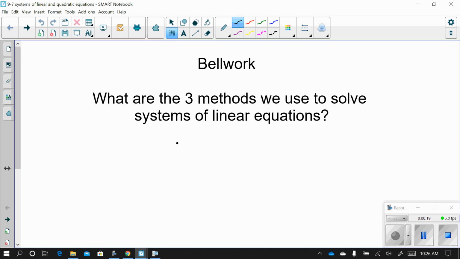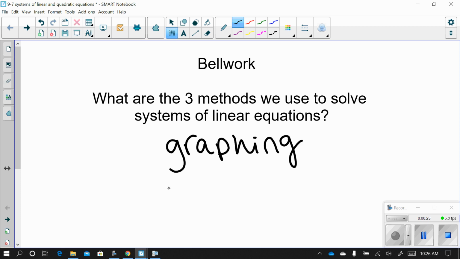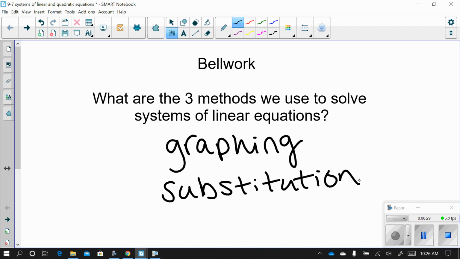First one, graphing. And we did substitution, which we also called the cheerleader method. And finally, we had elimination. Hopefully you remember how all those work, because those are going to be very important today.